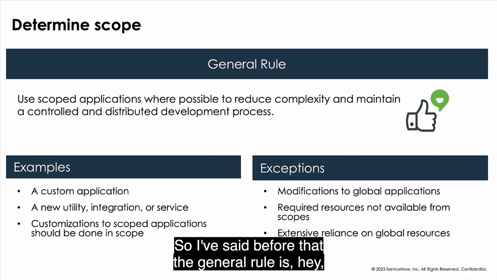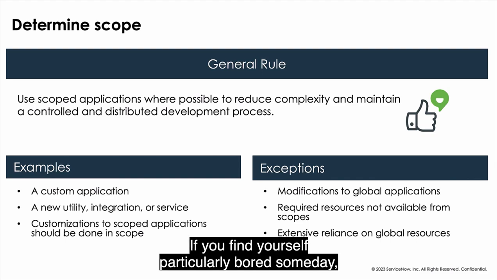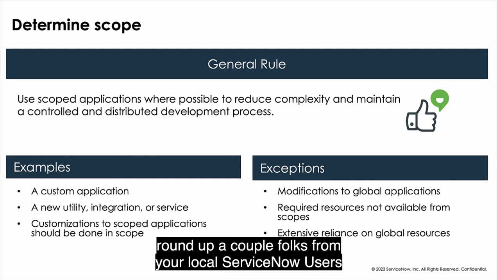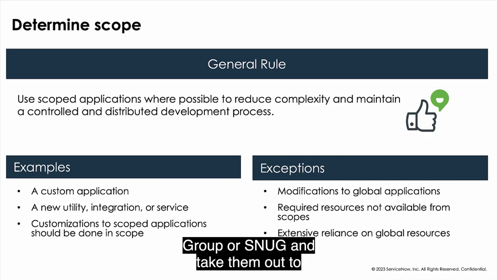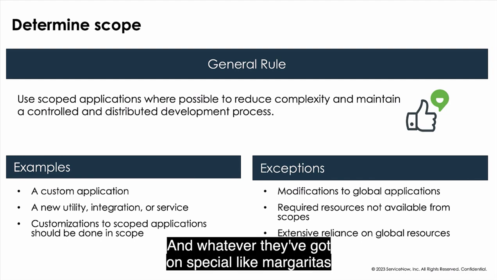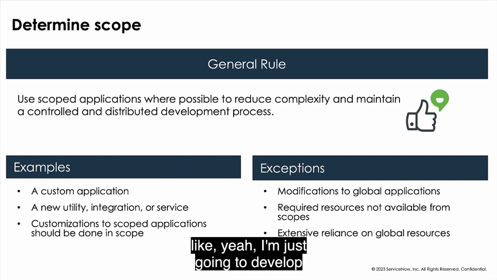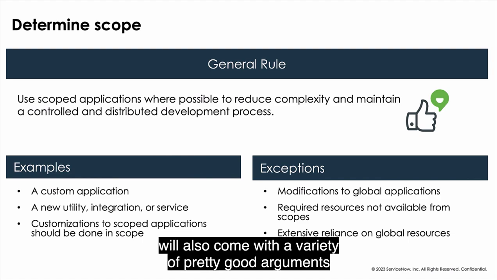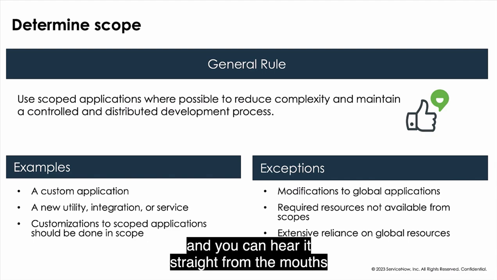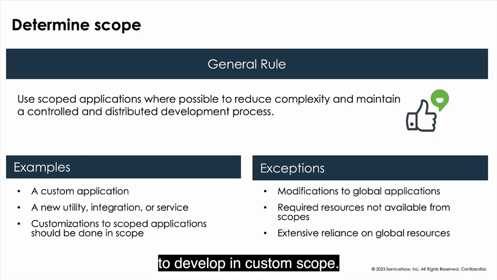So I've said before that the general rule is, hey, develop in custom scope. Don't develop new applications in global scope. If you find yourself particularly bored someday, round up a couple folks from your local ServiceNow users group, or SNUG, and take them out to the local corporate Americana restaurant that puts pounds of butter in everything, and whatever they've got on special, like dollar margaritas or whatever it is, order a round of those, maybe a couple, and then say something provocative, like, yeah, I'm just going to develop all my stuff in global scope. I assure you, the vitriol that follows will also come with a variety of pretty good arguments as to why you should not do that, and you can hear it straight from the mouths of everyday folks like you and me. For now, I'm asking you to trust me that that is the better practice, to develop in custom scope.